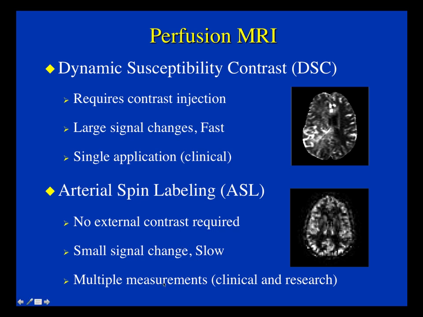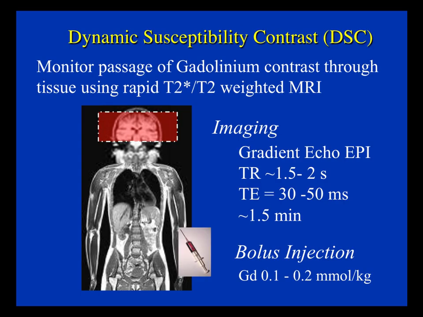Because we do not require injection of external contrast agent, this method is suitable for multiple measurements, and therefore can be used in clinical as well as research settings. ASL can also be used to do functional MRI, and I will show some examples towards the end of my talk. So let's start with the dynamic susceptibility contrast technique.